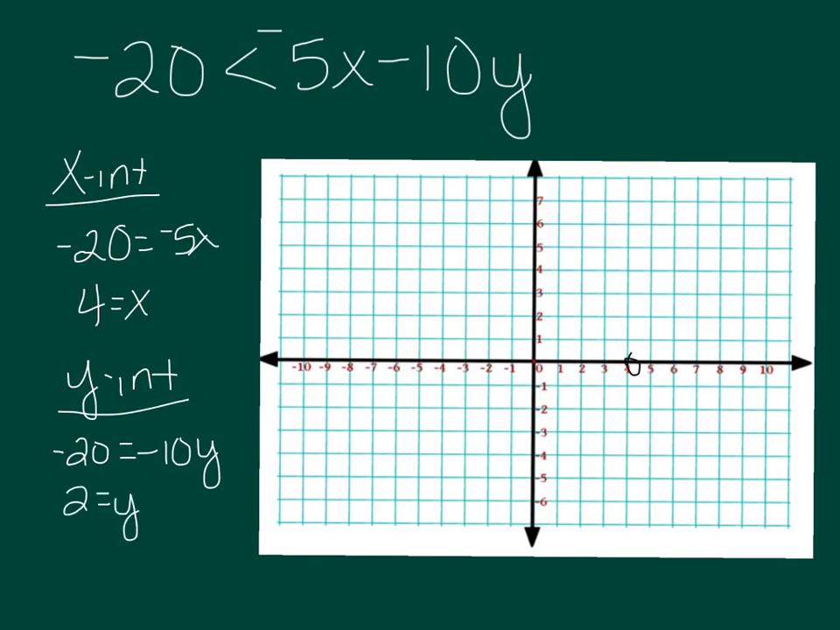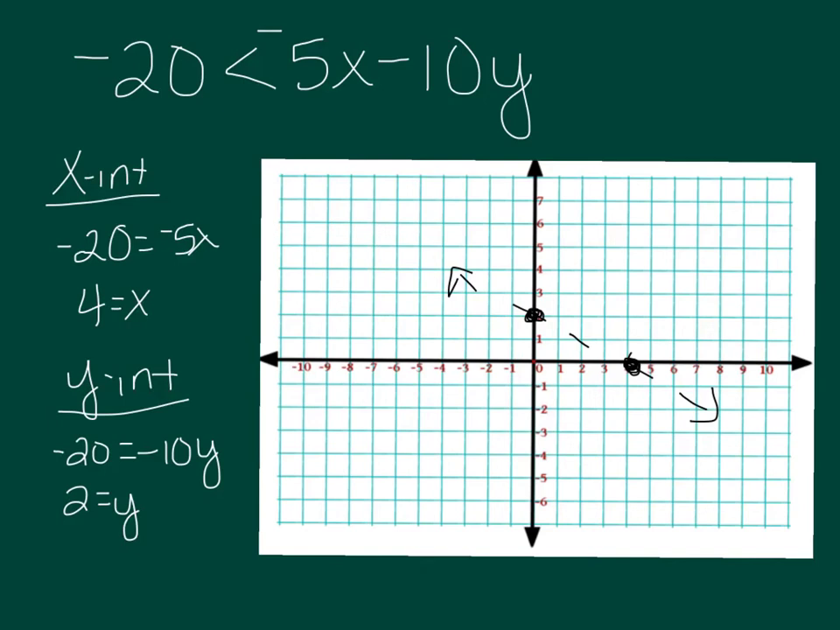Plot 4 on your x-axis, 2 on your y-axis. This is going to be a dashed line because there's no line underneath it. And then 0, 0 is not on the line. Now if 0, 0 were to fall on the line, you have to pick a different point. But 0, 0 is not falling on our line, so it's just a nice one to use.